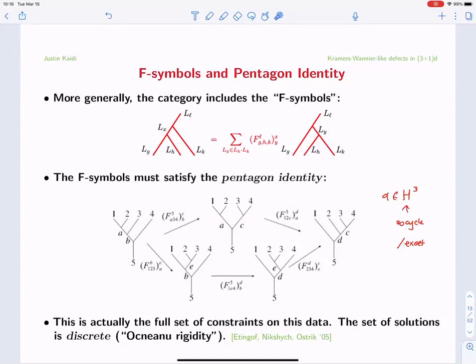But nevertheless, it turns out that this constraint is strong enough to restrict you to a discrete set of solutions. This is something known as Ocneanu rigidity in math. And this is part of the reason why we say that these things should be RG flow invariants. There's not really continuous deformation classes of these symmetries, and so we expect them to at least not change continuously along the flow.